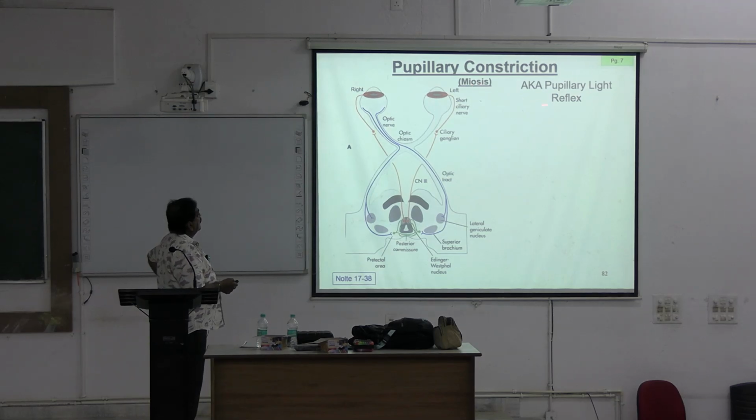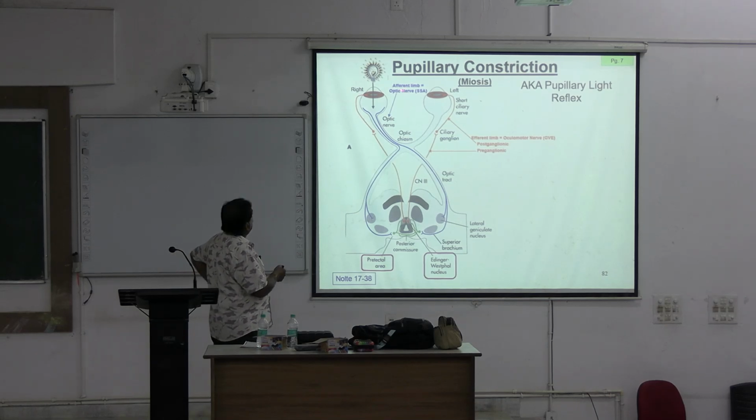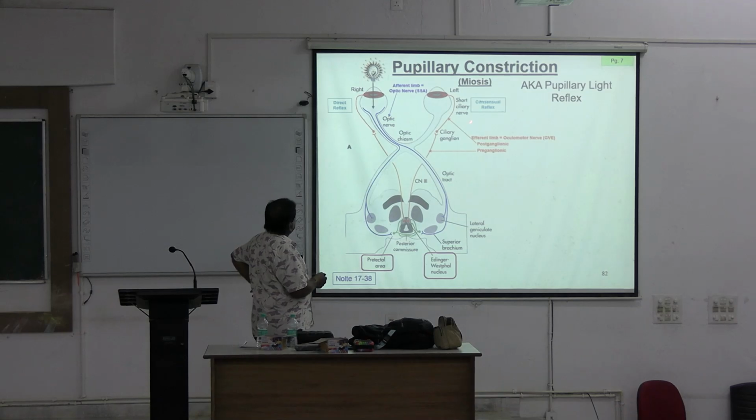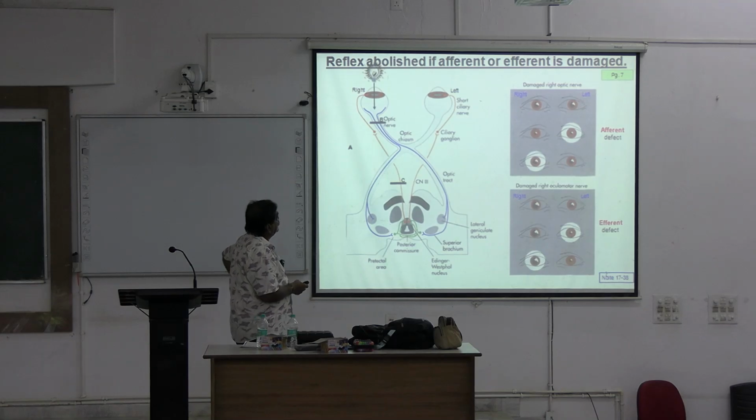The pupillary light reflex: the afferent limb is the optic nerve, and the efferent limb is the oculomotor nerve, with preganglionic and postganglionic fibers. Direct reflex, consensual reflex. The reflex is abolished if the afferent or efferent limb is damaged.